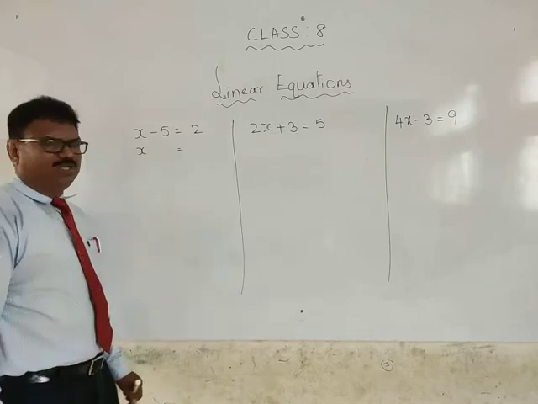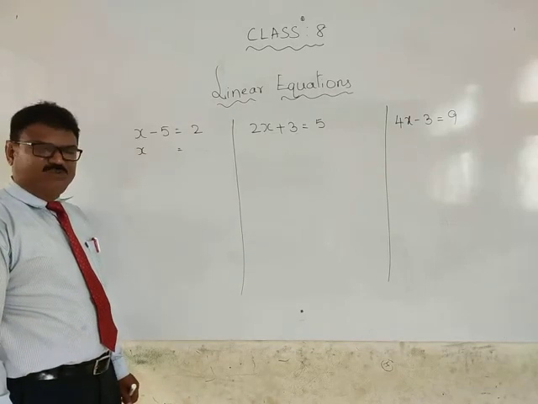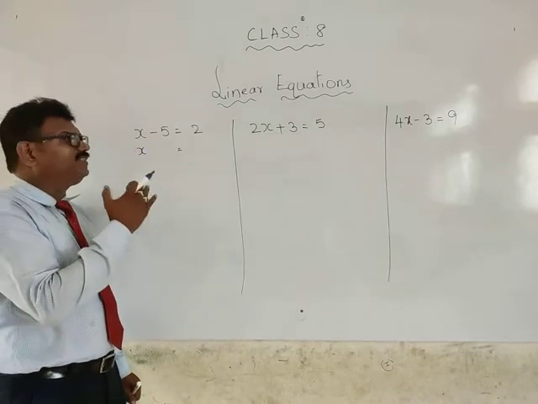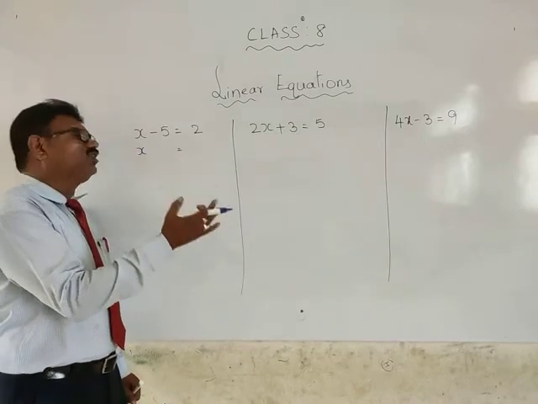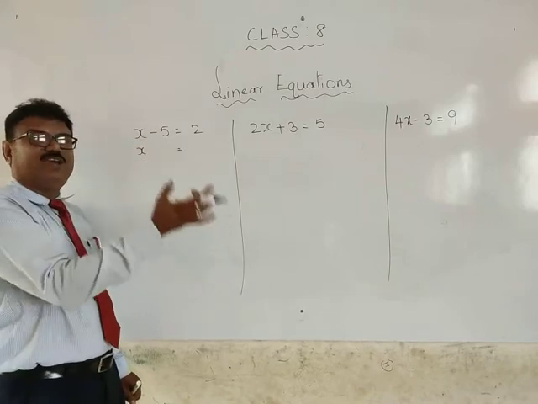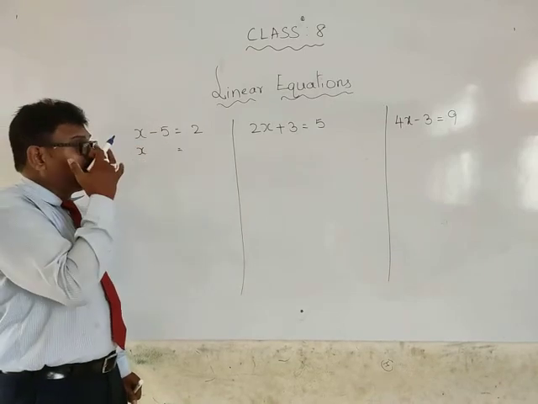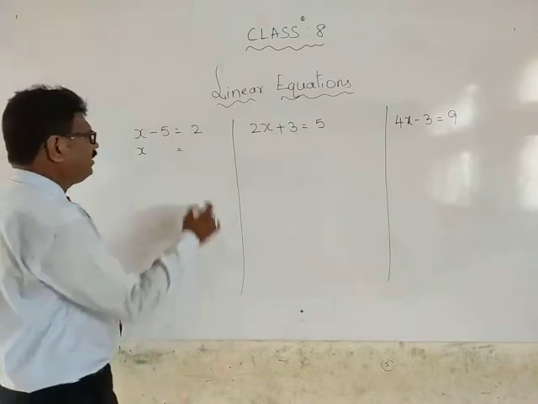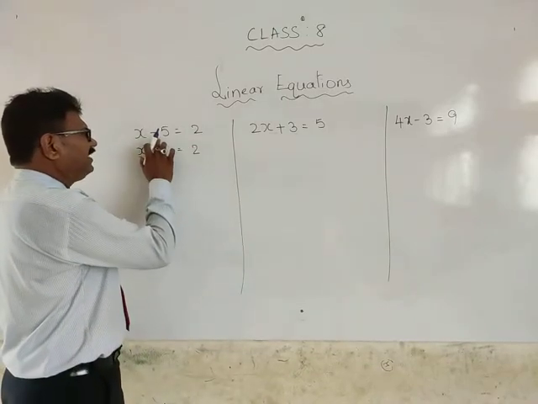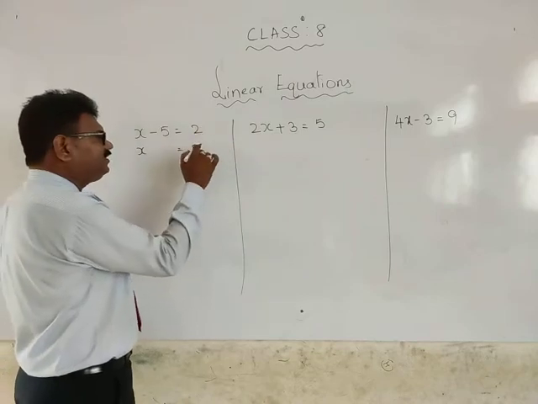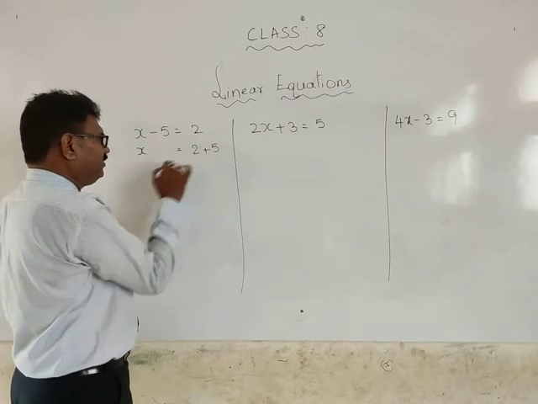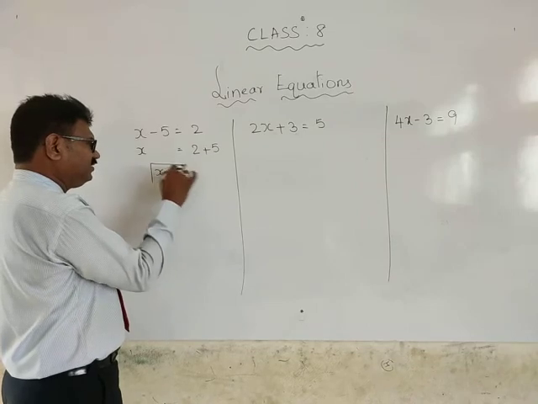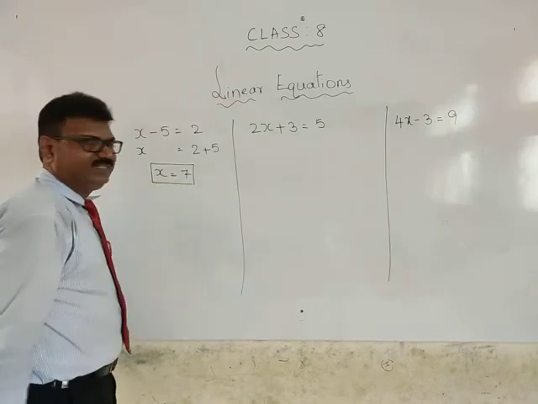One thing we should remember when solving an equation: unknowns must be on the left side and known things must be on the right side. Unknown means only variables will be on the left side and numbers will be on the right side. Very simple. Minus 5, if it changes sides, will become plus 5. Therefore, x is equal to 2 plus 5, that is 7. Any doubt?